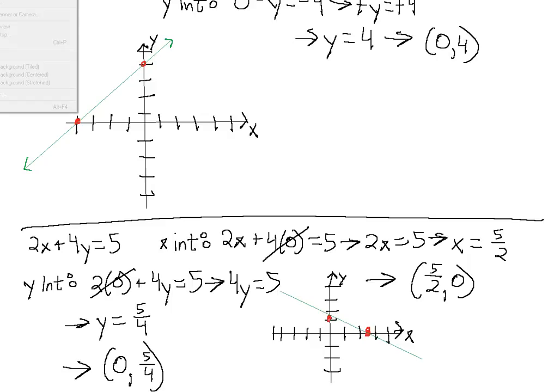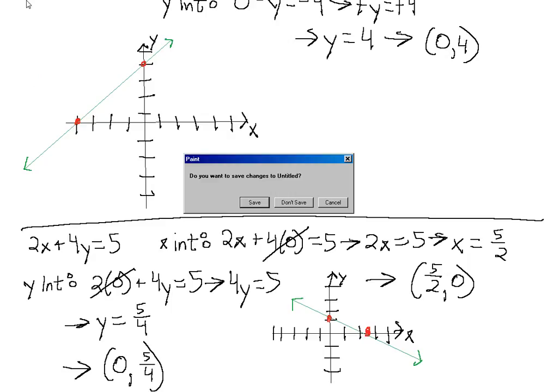Oh, that was a little bit off. Let's try that again. Okay. And then put arrows on the end. The line goes infinitely in both directions, and there's your graph of the line 2x plus 4y equals 5. Let's erase this and let's do one more.